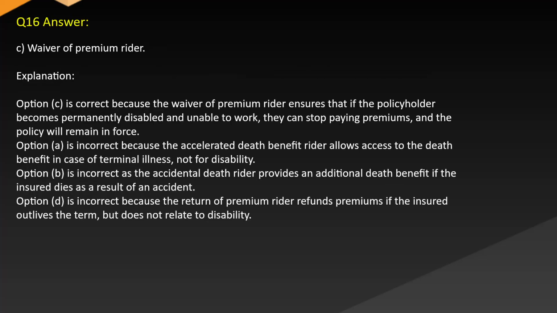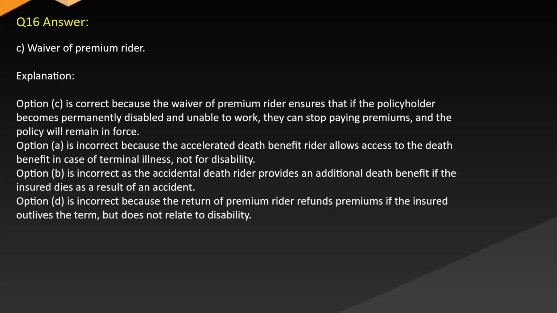Answer: C. Waiver of premium rider. Explanation: Option C is correct because the waiver of premium rider ensures that if the policyholder becomes permanently disabled and unable to work, they can stop paying premiums and the policy will remain in force.